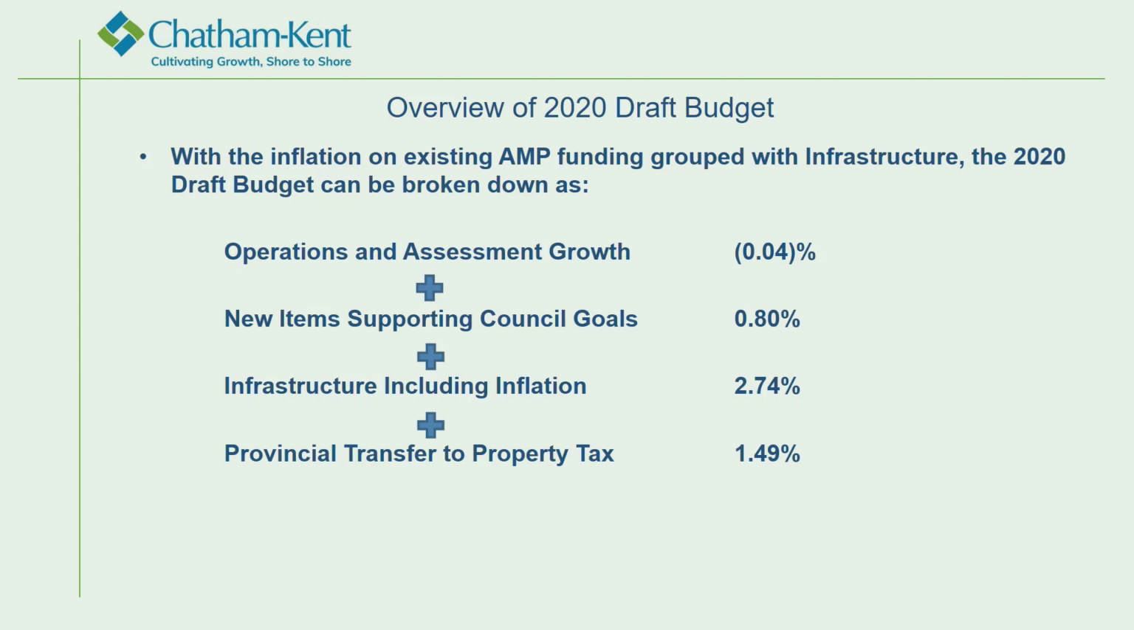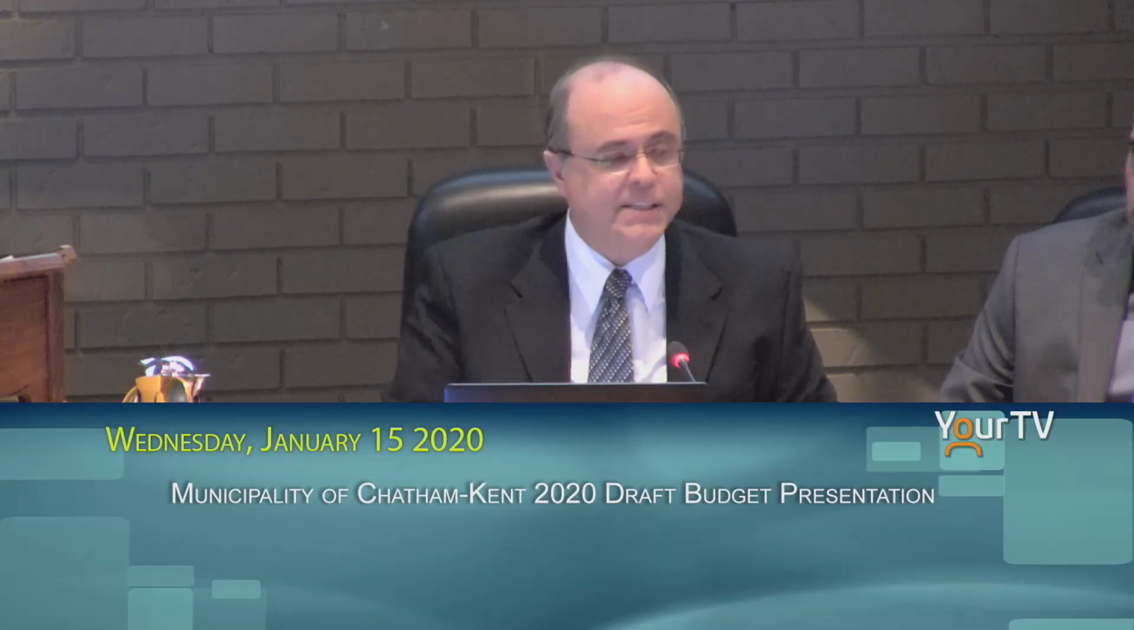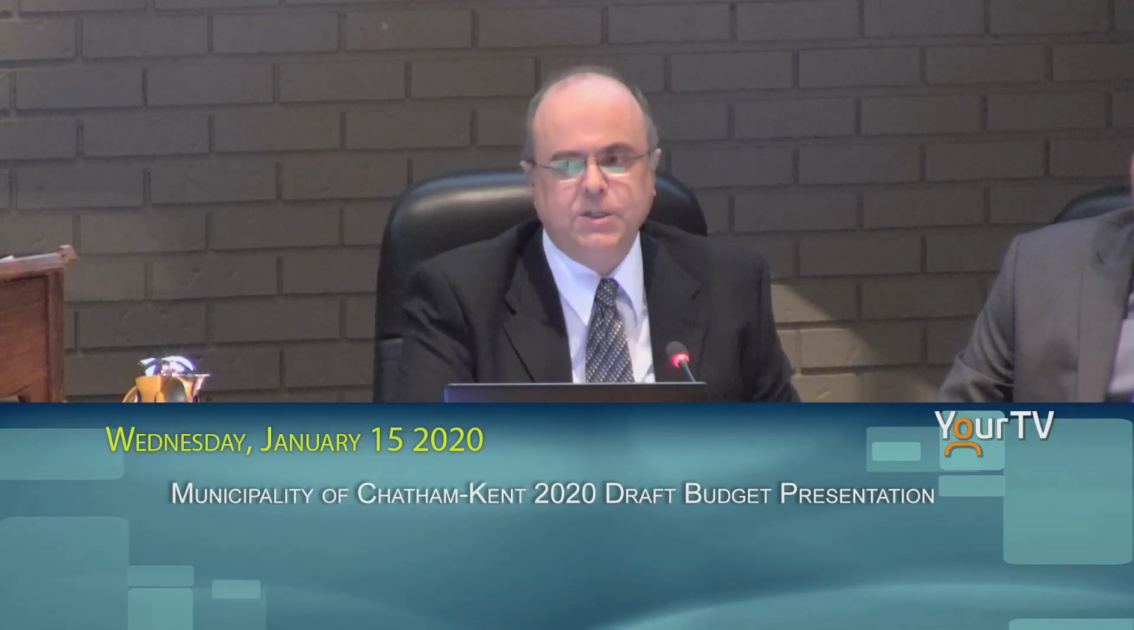In the first slide, when Don talked about the municipal levy of 0.76%, on this slide I've broken that out into two areas, because we often get asked, well, what was our status quo budget? Well, our status quo budget was actually a cut in the budget of 0.04%. So our operations, along with the new assessment growth, which helps cover the cost of inflation, we were able to basically stay status quo at zero. We then have lots of new items in this budget to support the things that Council has identified in their 2018 to 2022 goals.